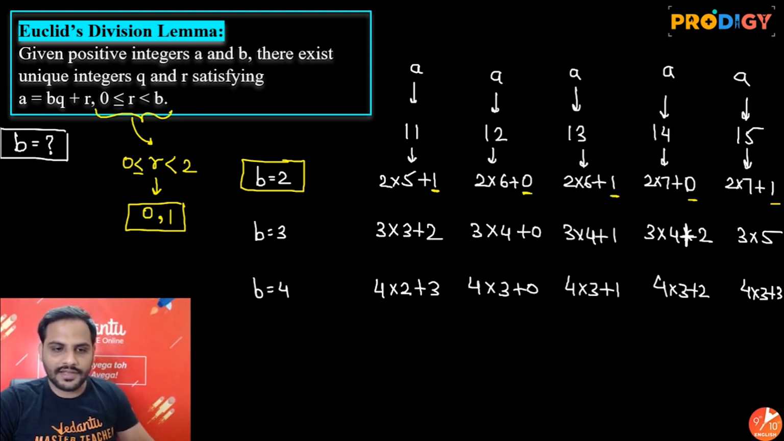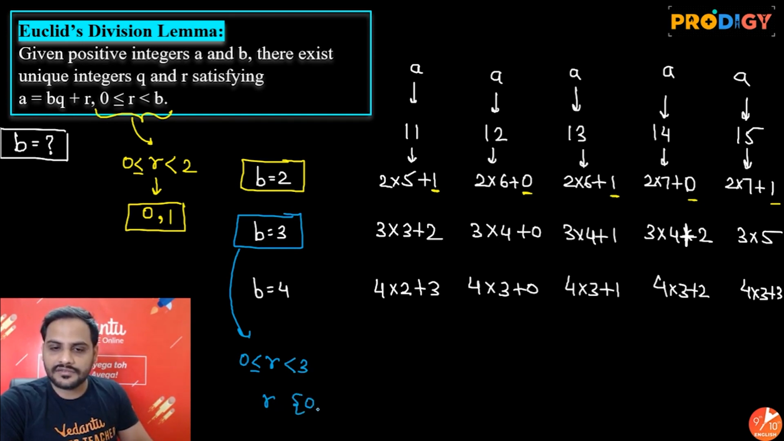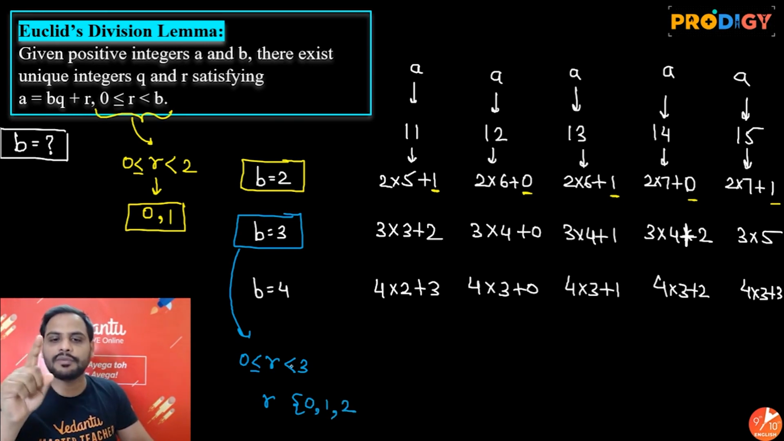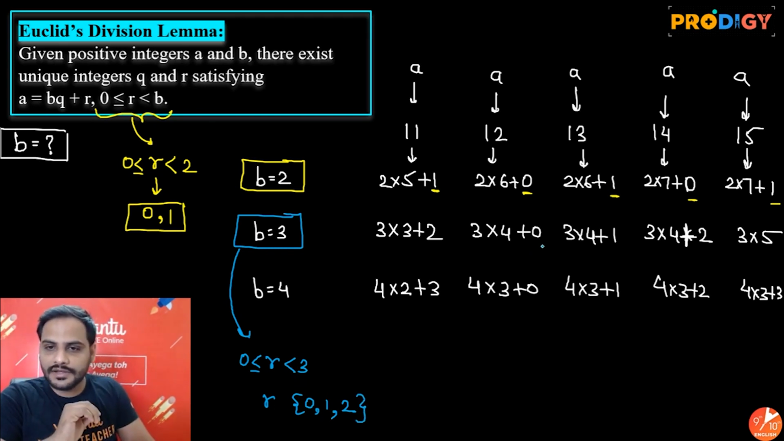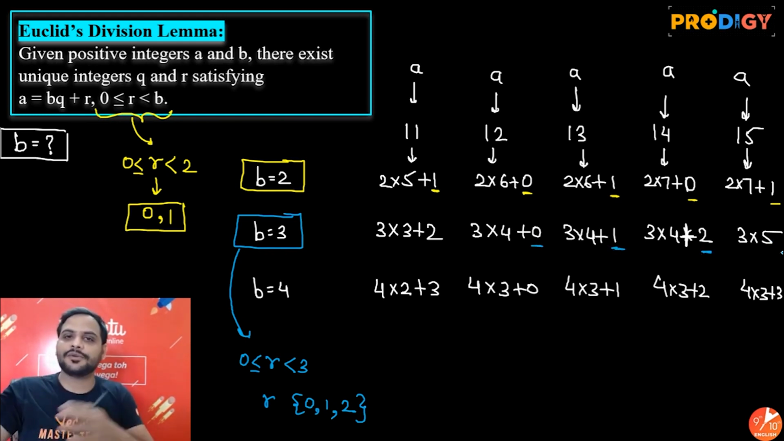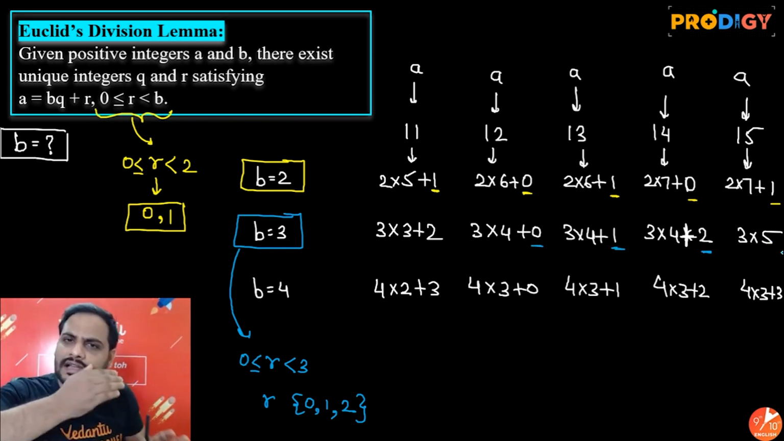Let's say for divisor 3. When the divisor is equal to 3, the remainder should be greater than or equal to 0 but less than 3. That means the remainder can be either 0, 1 or 2, but it cannot be 3 because it has to be less than 3. Here you can see remainder 0, remainder 1, remainder 2, then again remainder 0, 1, 2, and it will continue.